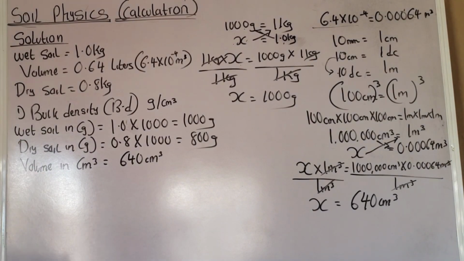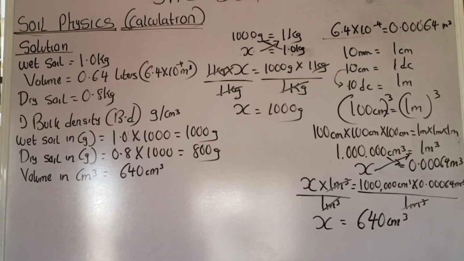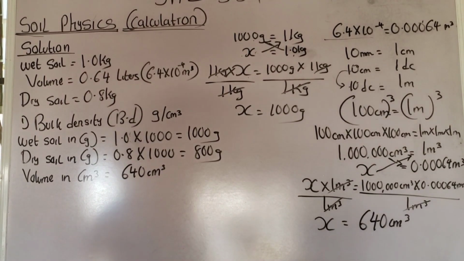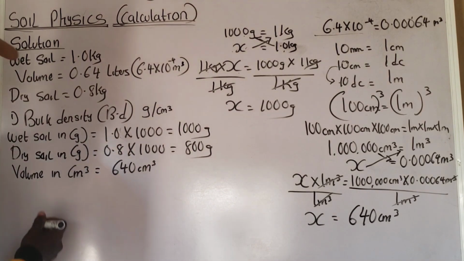Okay. Now we have already converted all the parameters to gram and centimeter cube. Now the next step here is that we're going to proceed to calculate the bulk density. But before we proceed, what do we mean by the soil bulk density? Bulk density refers to the mass of the soil per unit volume. You understand? That means the mass of the soil all over volume will give us the bulk density of the soil.